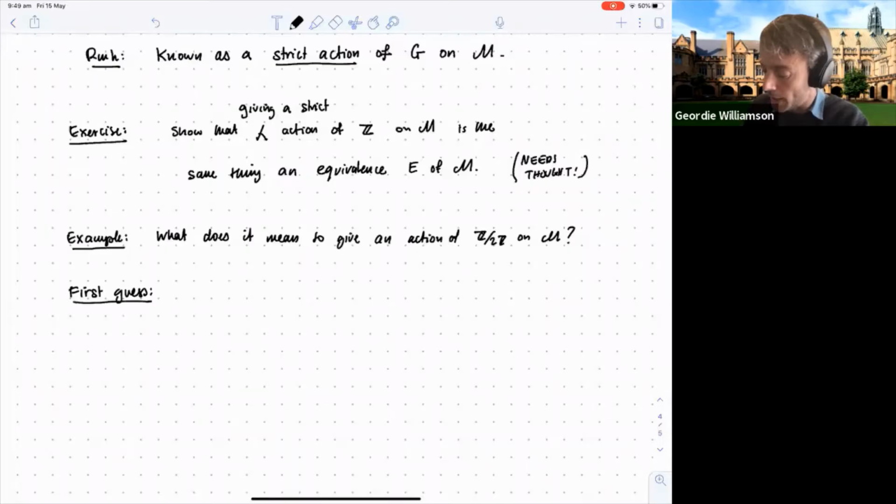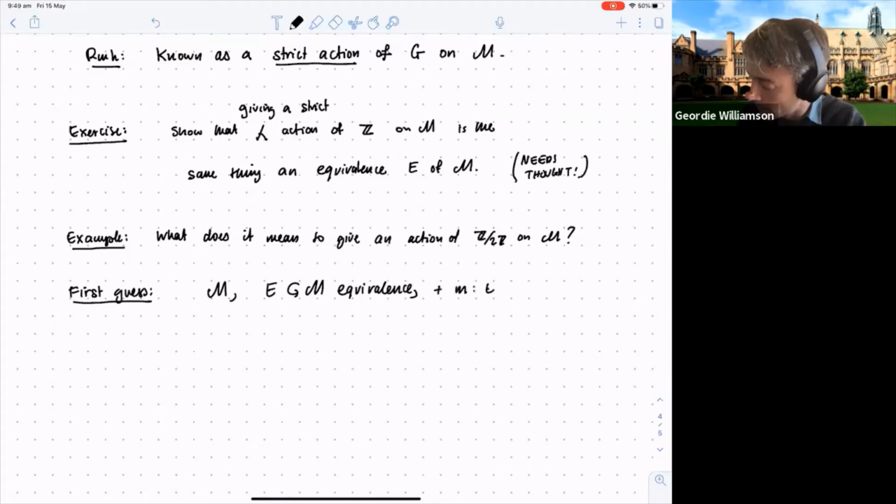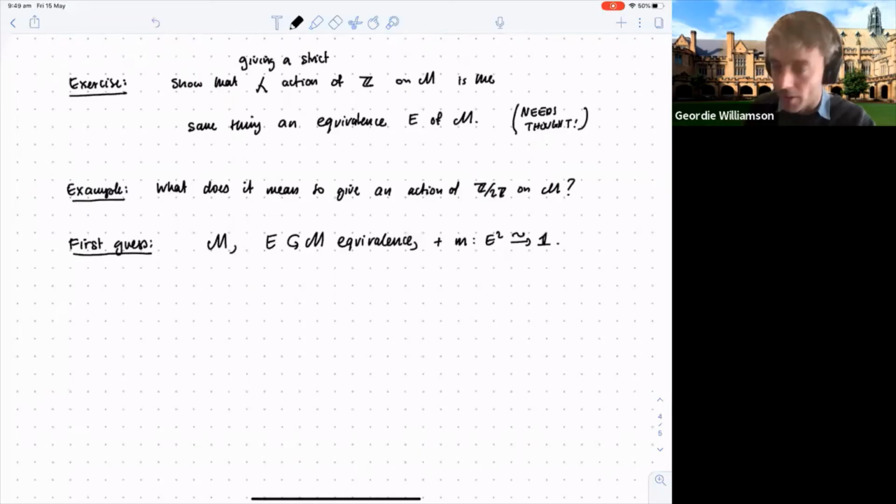So what would be the first guess, the guess that I guess everybody would make, would be that it's M together with E an auto equivalence, an equivalence plus something telling me that this equivalence squares to be the identity. Now, the claim is that this is wrong.